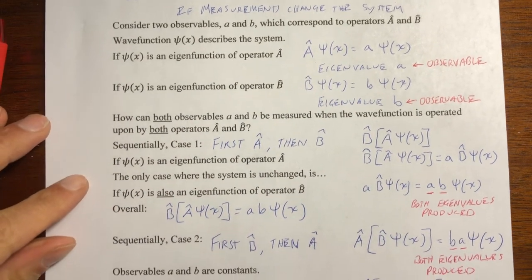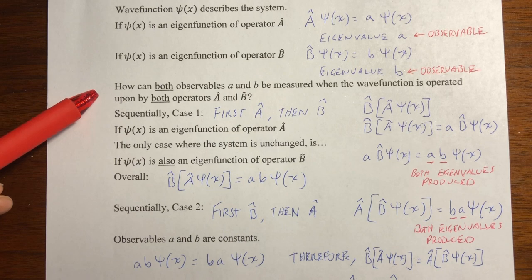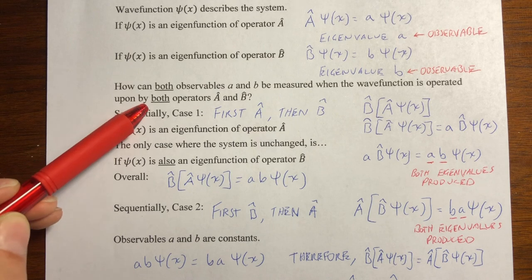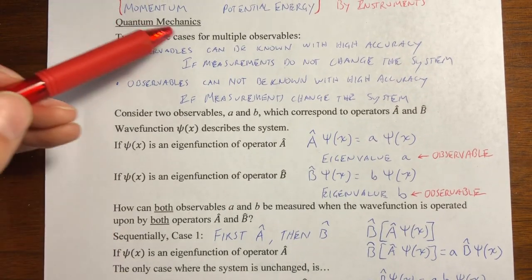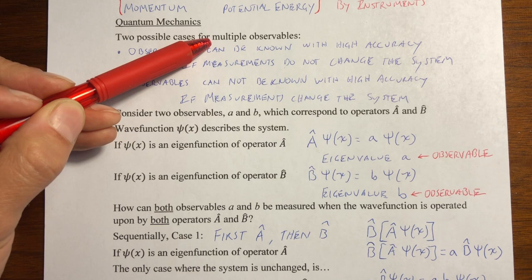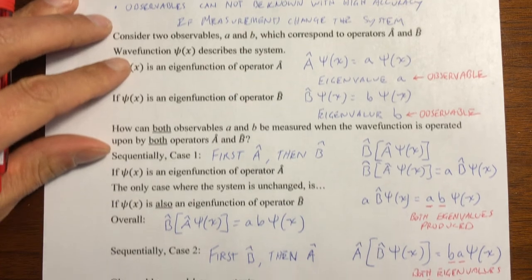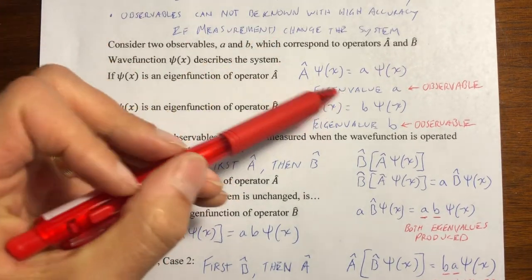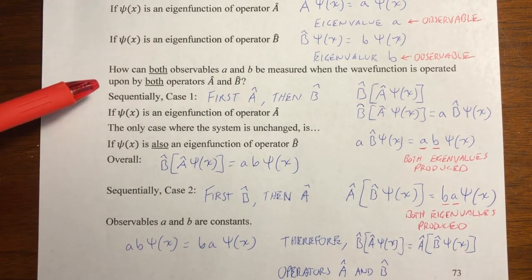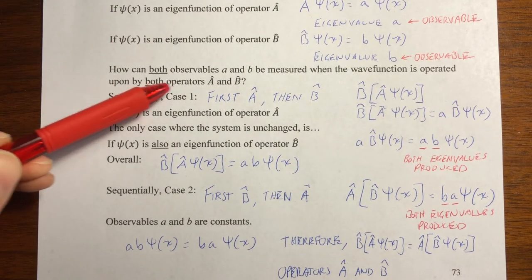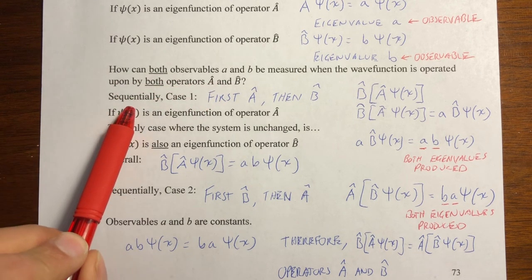So how can both observables, A and B, be measured when the wave function is operated upon by both operators A and B? Remember, we're looking for cases in which we're trying to make two observations at the same time. We're trying to acquire two observables, and observables are eigenvalues that are produced by operators. So we need to take a look at what happens when the wave function is operated upon by both operators A and B. And we do this sequentially.